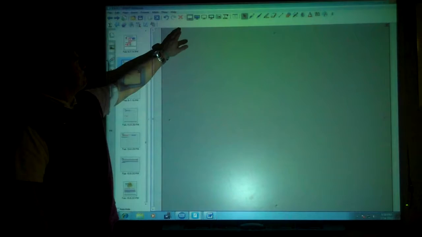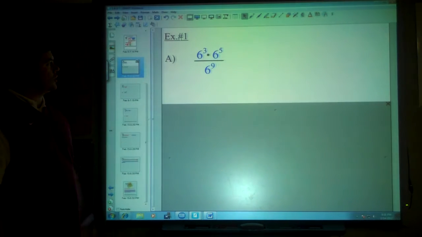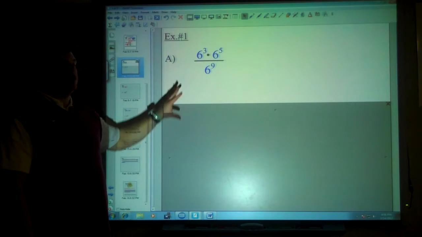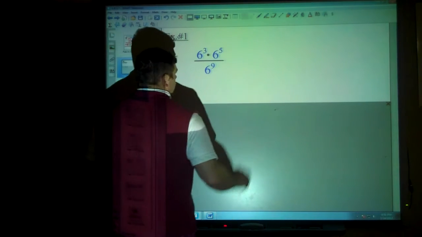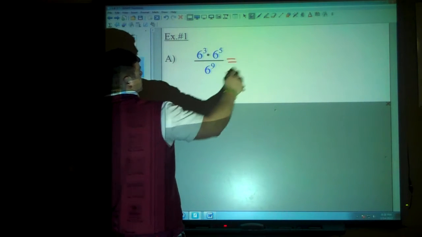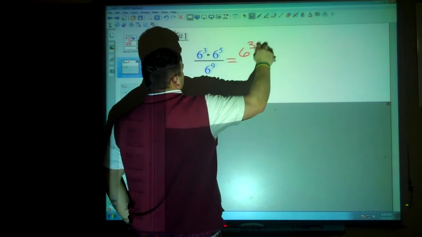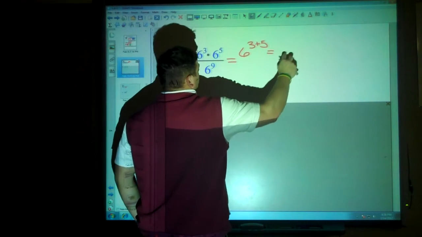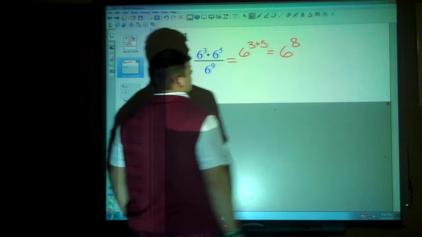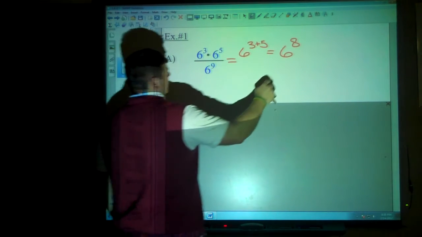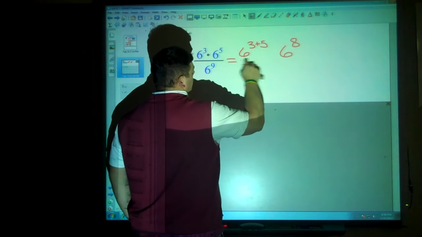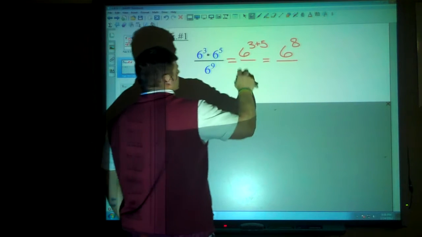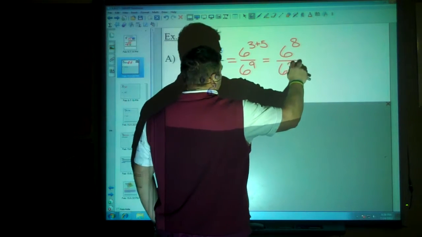So let's try some out here. First example has a whole bunch of 6's involved. And this is actually a combination of multiplication rules as well as division. You could take the top, since they are the same base, and add the exponents together, which would make 6 to the 8th power. Then you would have 9 on the bottom. 6 to the 9th here, and 6 to the 9th here.